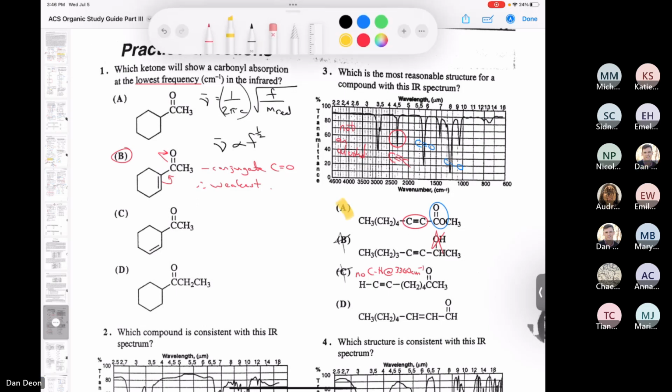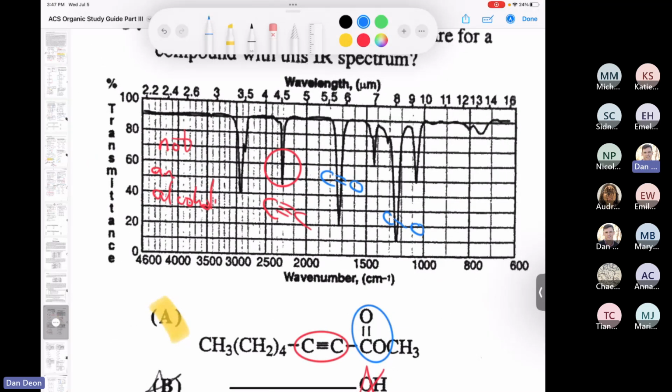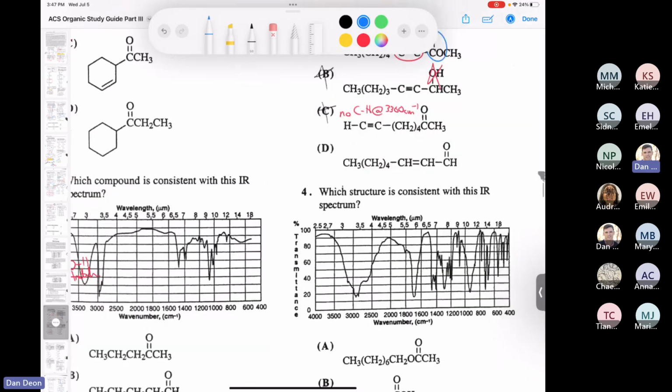A. If you remember in the IR, one of the most recognizable functional groups outside of an alcohol and a carboxylic acid is an ester, because it's the only functional group where you have such a strong carbon-oxygen single bond stretch. You can see this is the strongest absorbance in the entire IR spectrum. So that means that we have an ester.